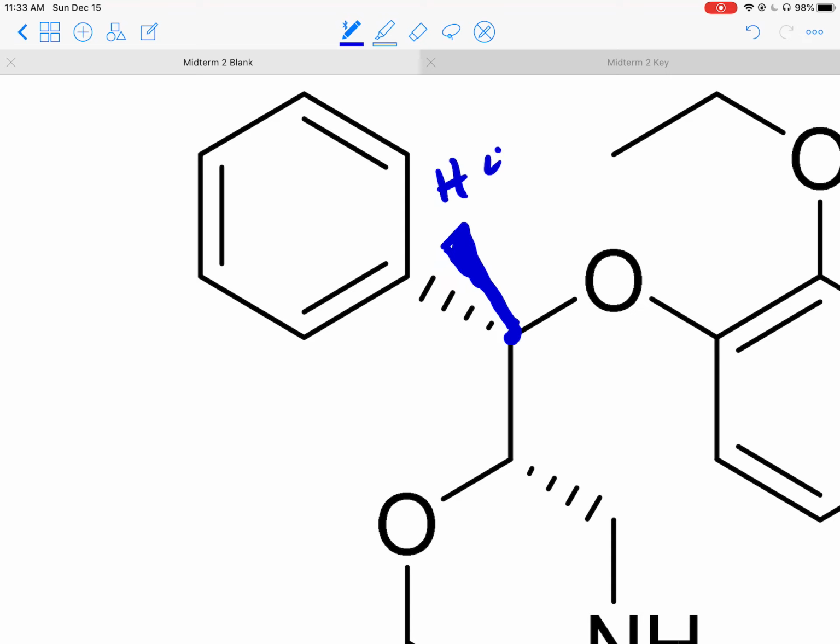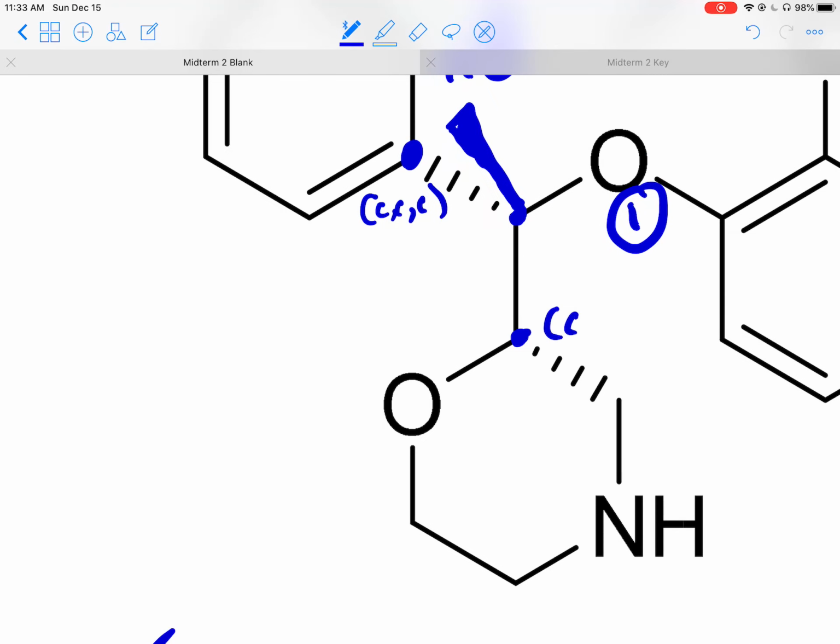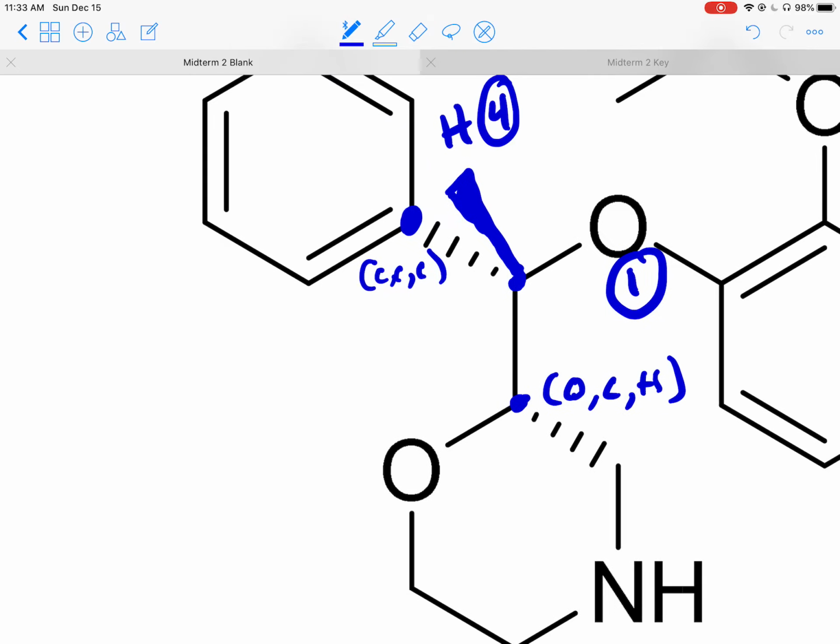And that's going to be our 4th priority. The oxygen is always our first priority. Then we have the carbon that's part of the benzene. It's connected to 3 carbons, carbon, carbon, carbon. And we have the carbon that's connected to oxygen and carbon and hydrogen. So again, this one's going to be number 2 priority. This one's going to be number 3. Let's erase these. Just need to note that it's 1, 2, 3, 4.